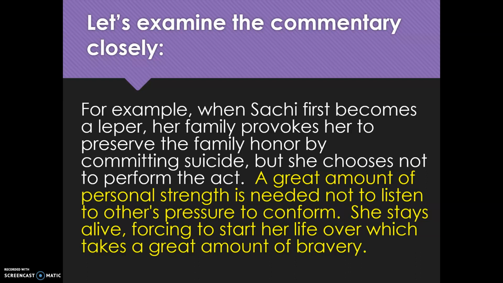That takes a lot of personal strength. She stays alive. She forces herself to start her life over, and that too takes a great amount of bravery. So you can see how the first sentence is really interpreting and making that connection back to bravery, and then the second sentence is expanding upon that idea.